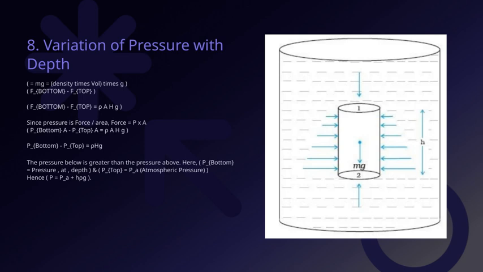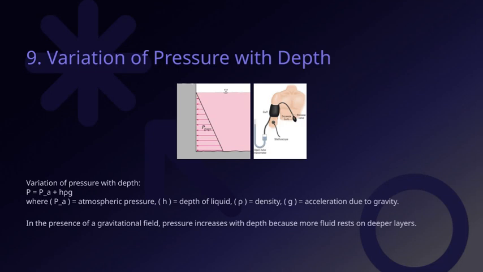So the force difference can also be viewed as the weight of the fluid column, which is the density times volume times G. This concept is fundamental because it connects pressure differences directly to the weight of the fluid column, illustrating how pressure varies with depth. Throughout this presentation, understanding this relationship helps us grasp how forces and pressures behave in fluids, which is essential for many practical applications. In the presence of a gravitational field, pressure increases with depth because more fluid is resting on the layers beneath. Essentially, the deeper you go, the greater the weight of the fluid above, which leads to higher pressure.